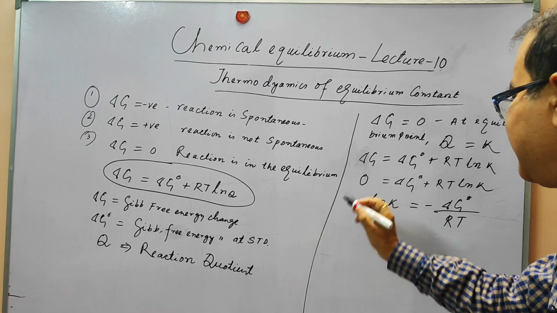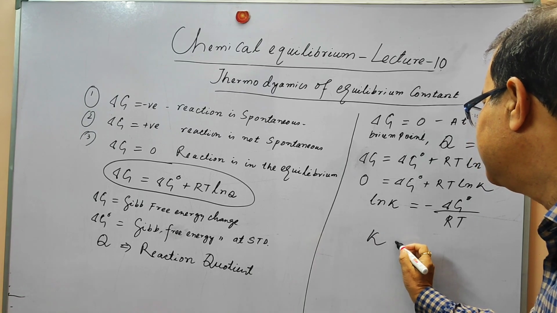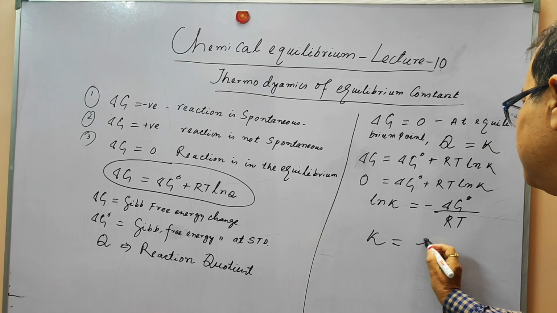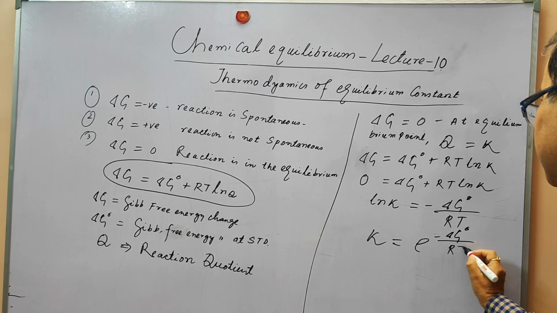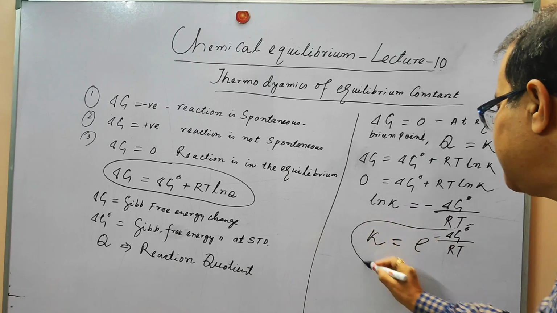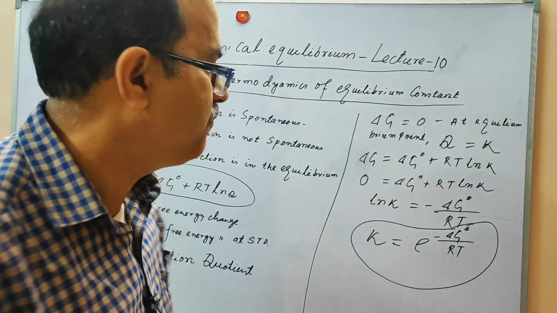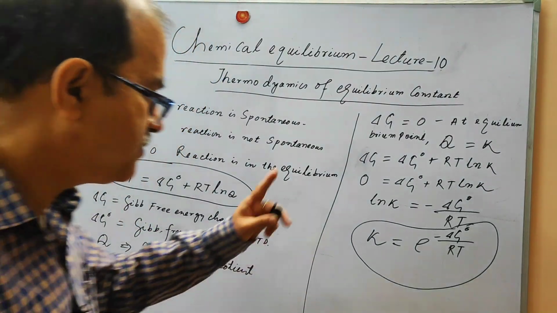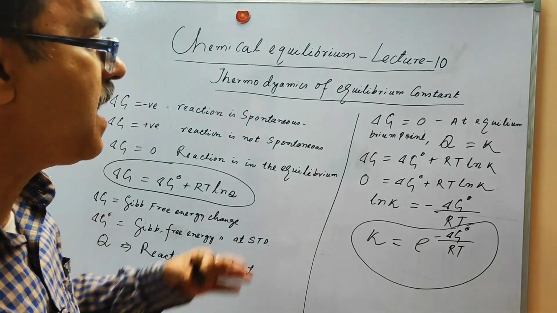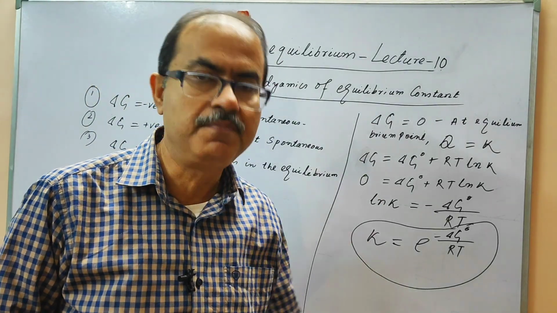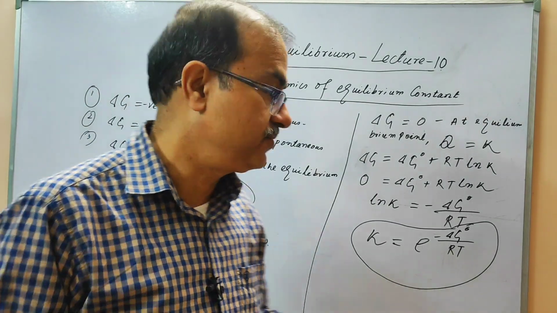Okay. Now we take the anti-log of both sides. We will get K is equal to e to the power minus del G 0 by RT. And you can see this is the relationship between the equilibrium constant and the free energy change. This is a very, very important relationship. You have to remember this relationship, so that you are able to predict many things.